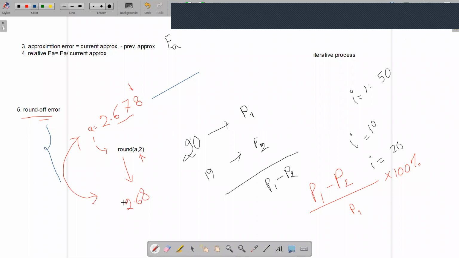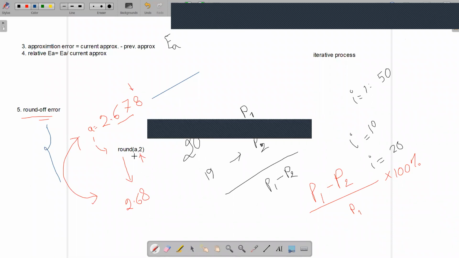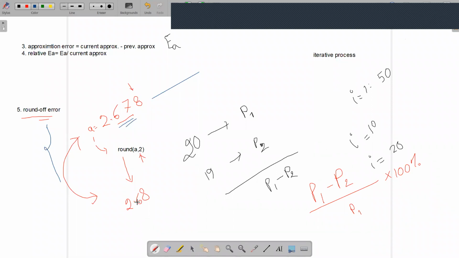So in the round off error, say for example, you have a value like this, 2.678. You can round it off up to any decimal point that you want, 3, 4, 5, 6, whatever you want. When you do round(A, 2), that means you are rounding off up to 2 decimal points. Then you have 2.68, and this one is not equal. There is a difference. The difference is known as round off error.